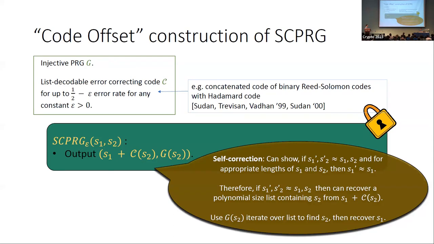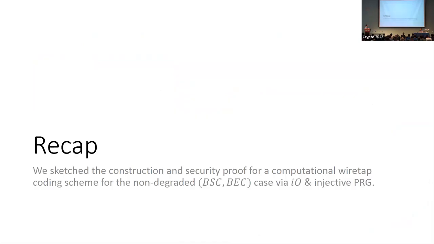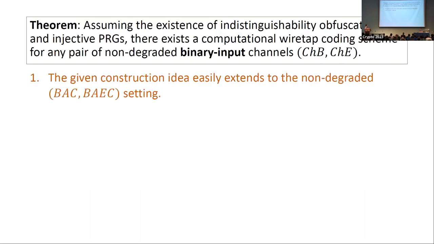And once you have S2, you can check using G of S2, this injectivity property, that you got the right S2. And then you can strip off C of S2 and recover S1. So that's the code offset construction. And as a recap, we sketched a construction and security proof for a computational wiretap coding scheme for the non-degraded BSC-BEC case via IO and injective PRGs.